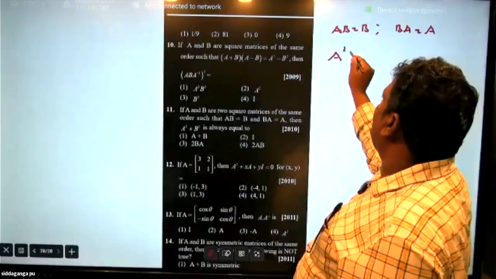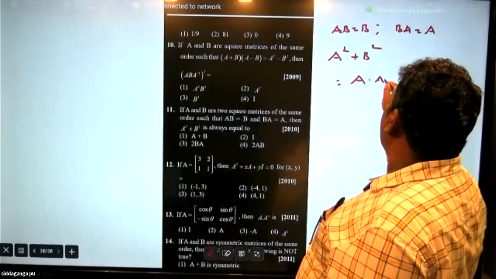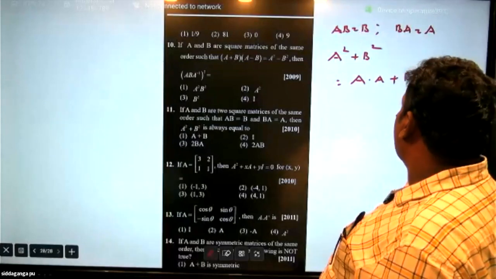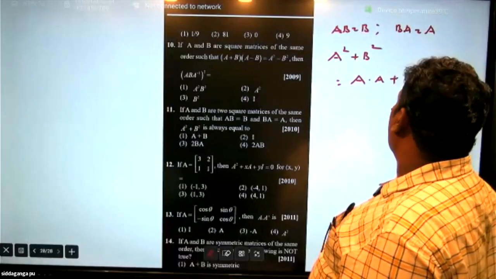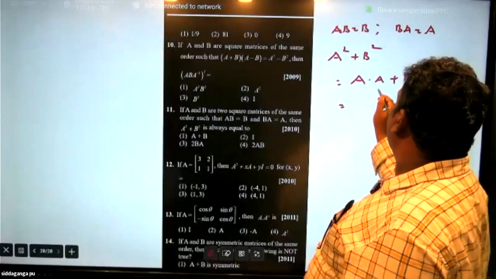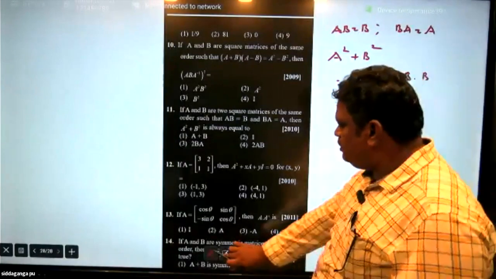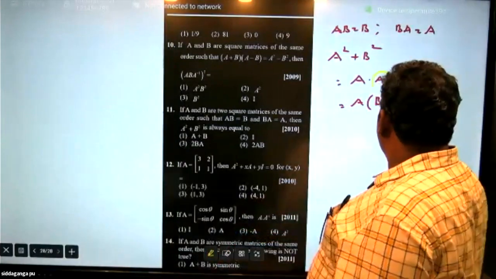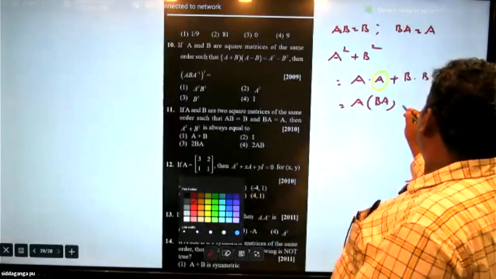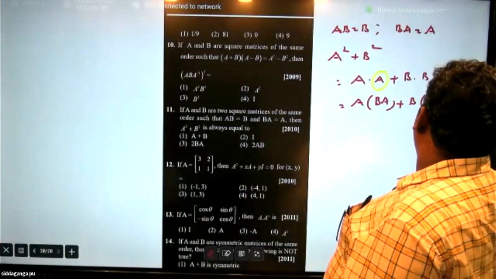Now I can find the value of A square plus B square. I can write this as A into A plus B into B. Instead of A, we can use A equals BA, and instead of B, B equals AB. So in the first A place we replace it with BA, and here B again, in the B place we write AB.